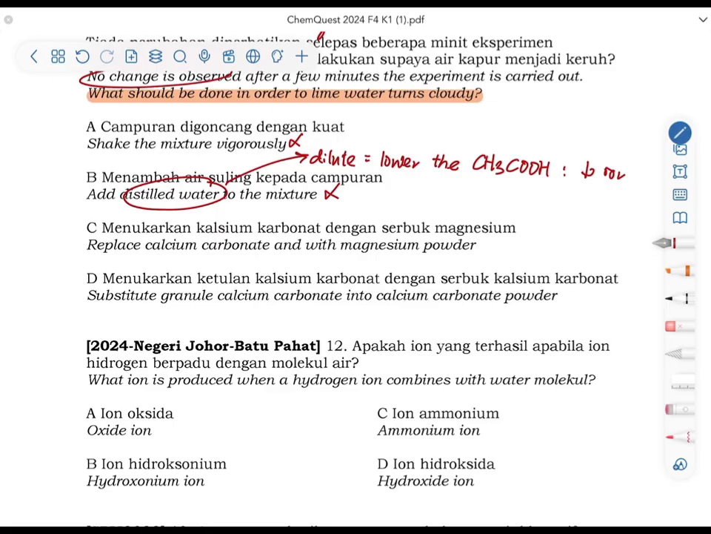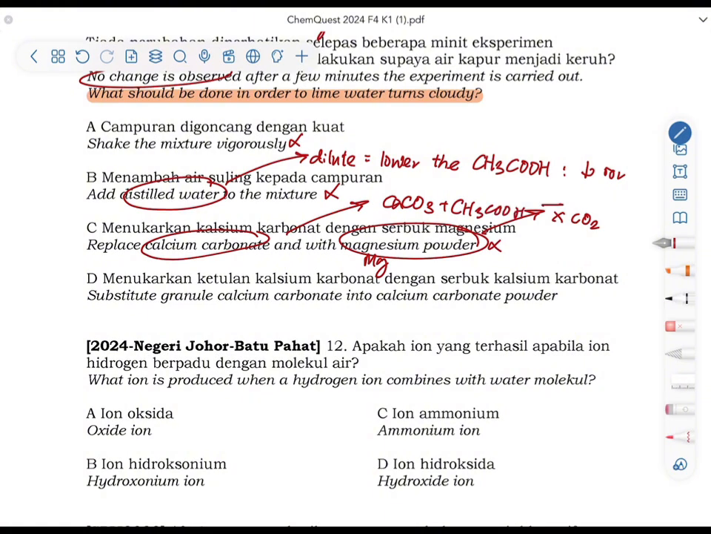The reason this is not accepted is that when you replace the calcium carbonate with the magnesium powder, you are not getting your CO2, because calcium carbonate reacts with the ethanoic acid to form the salt, which is (CH3COO)2Ca, with the water and carbon dioxide. So when you replace the calcium carbonate with the magnesium, you are not getting this CO2. So this is not an ideal way either.